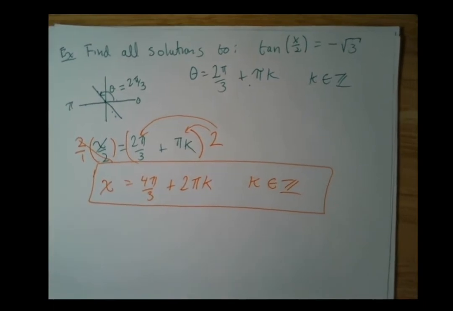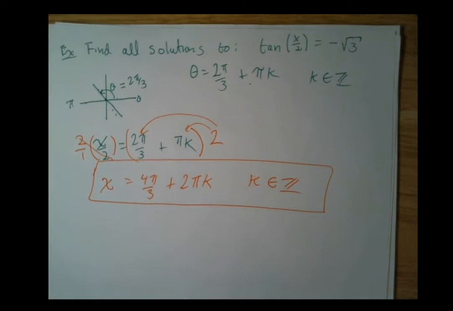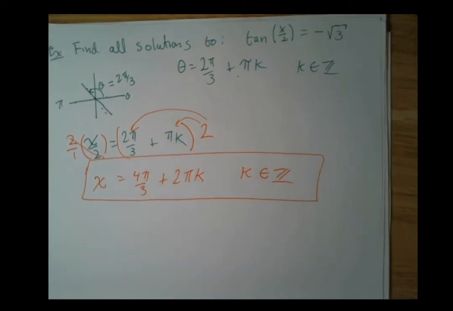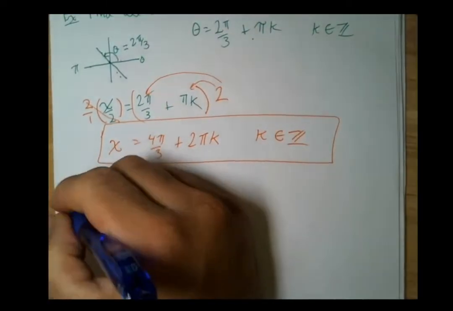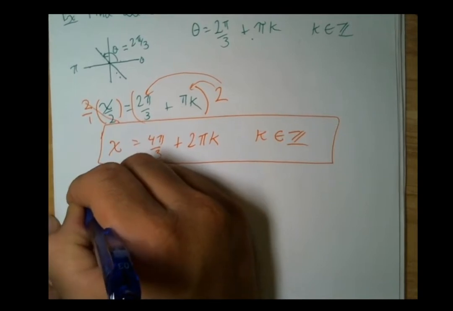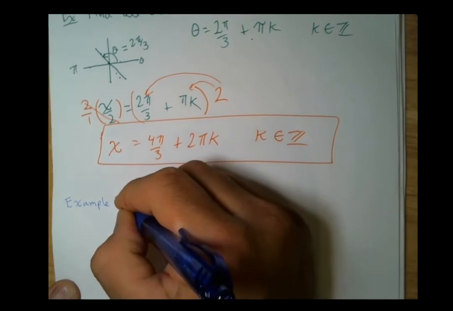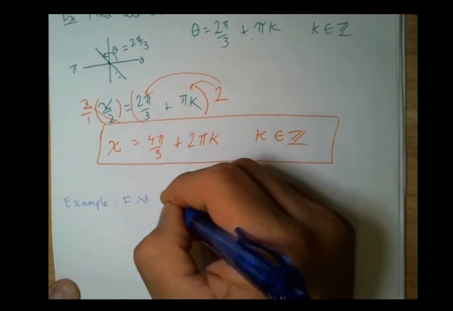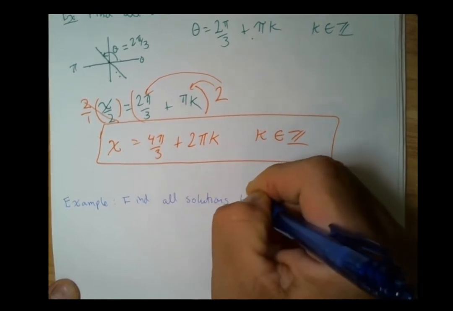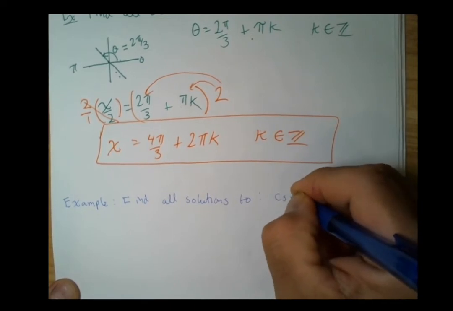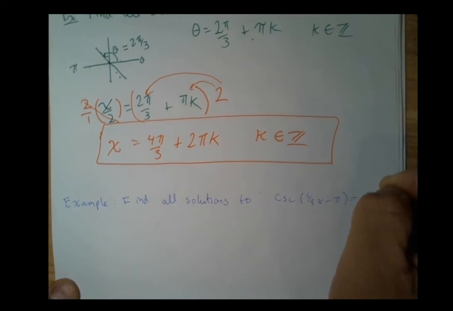All right, and that's how we find these solutions. All right, let's do one more example here. This one will involve a cosecant. So for this example, I would like to find all solutions to the equation cosecant of (1/3 x minus pi) equals root 2.